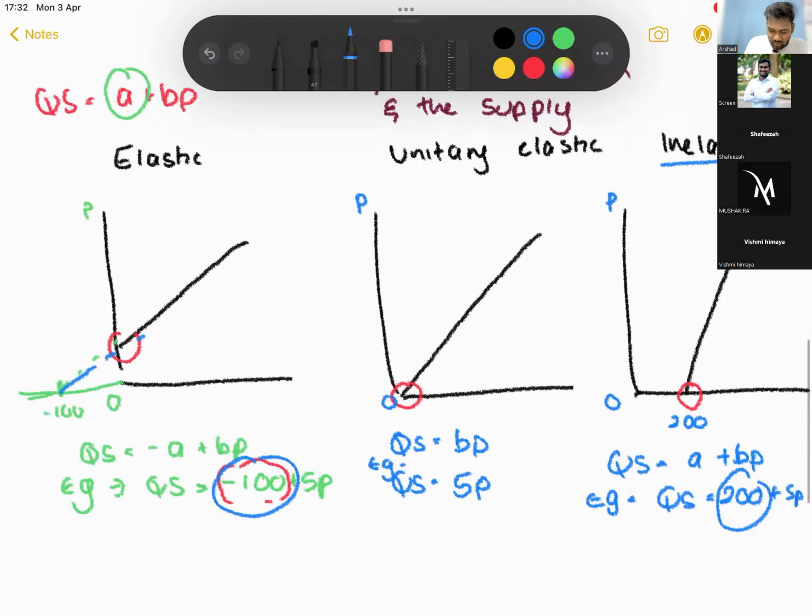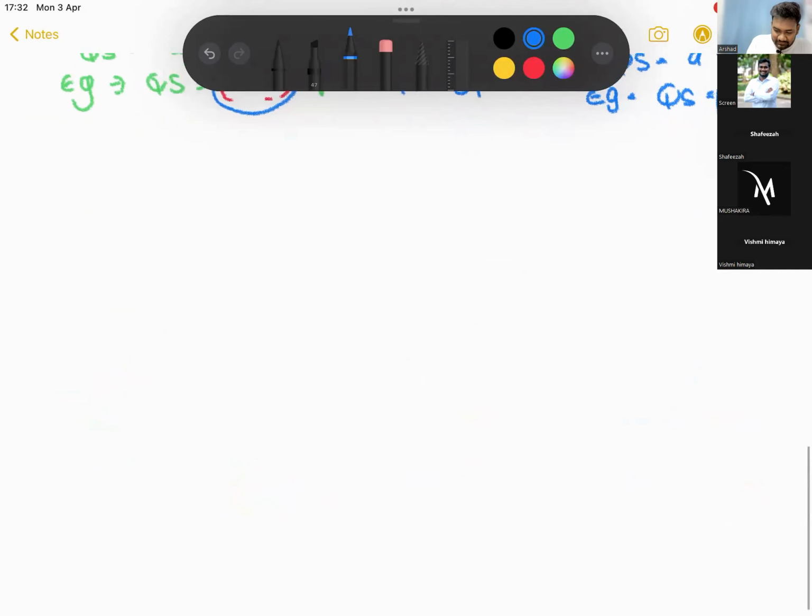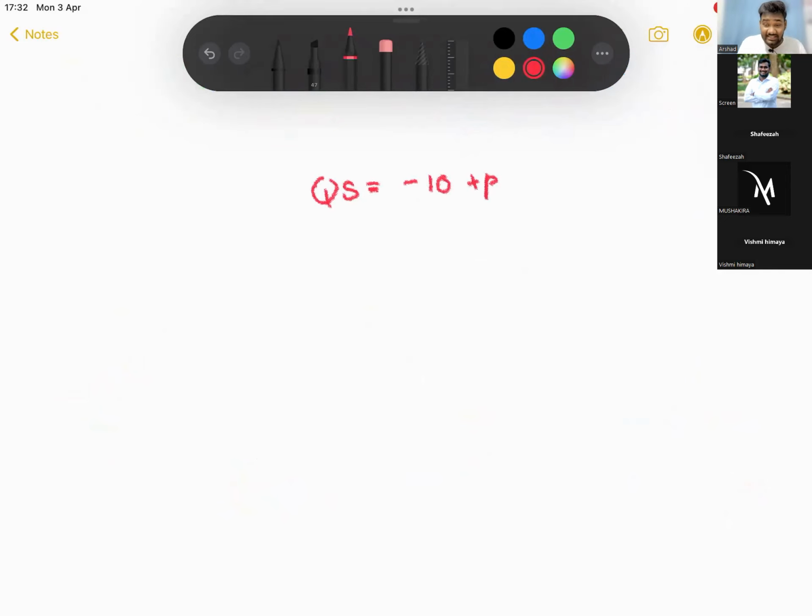So now if I give you a small thing, let's say QS equals minus 10 plus P. What type of elasticity does this curve have? Is it unitary? Is it elastic? Is it inelastic? QS equals minus 10 plus P. No one asked me questions, so you should be able to answer. Minus 10 plus P. Is it unitary? Is it elastic? Is it inelastic?